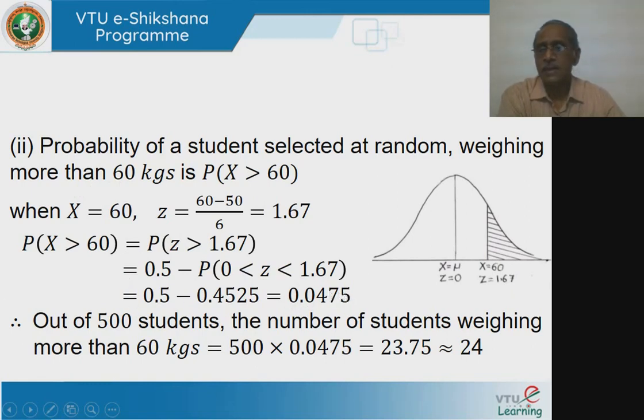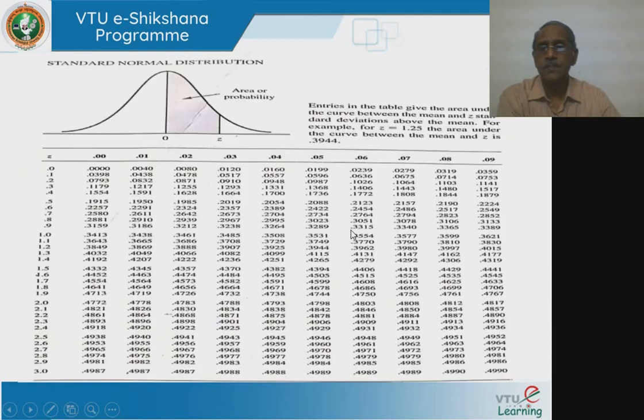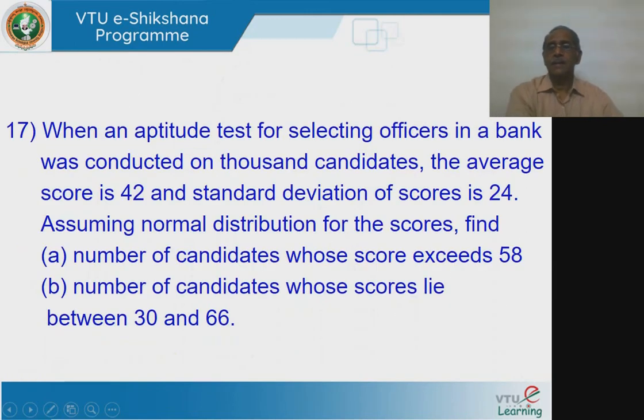Therefore, out of 500 students, the number of students weighing more than 60 kgs is equal to 500 times this probability, 0.0475. That will give you 23.75, or approximately 24 students. Okay. Next question.